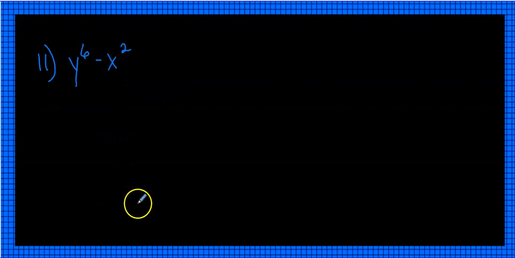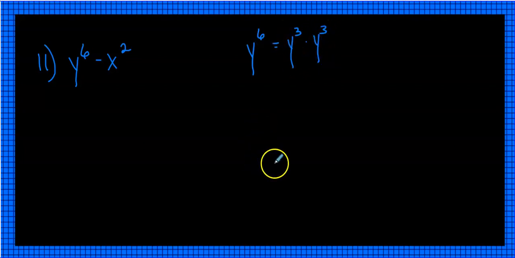This one looks a little bit different, but it's still the difference of two squares. What I'm asking myself is, what times itself equals y to the 6th, and what times itself equals x squared? Well, y to the 6th equals y to the 3rd times y to the 3rd, because remember, you add the exponents. So this is still a difference of two squares. I'm still going to have a plus in one parentheses and a minus in the other. In this case, I'm going to have a y cubed and an x in each parentheses.